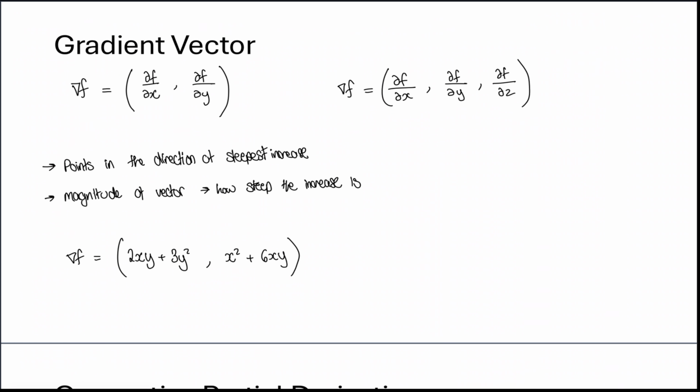Going back to the gradient vector, like I said before, it points in the direction of steepest increase, and the magnitude of this vector shows how steep that increase is. If we think about this intuitively, this would be some sort of three-dimensional graph. And what this gradient vector does is, if you are somewhere on this graph, this vector will point in the direction of where the function increases fastest.